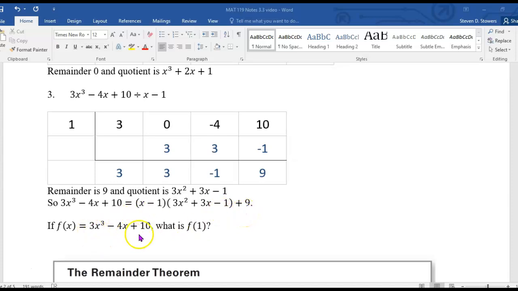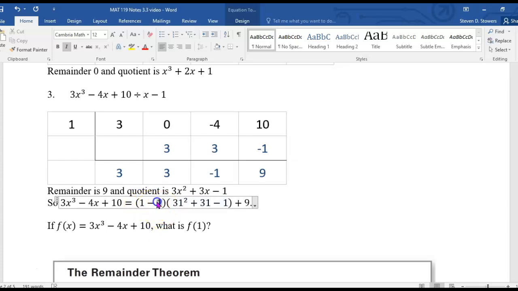Now question, if that's our function, what do we get if we evaluate that function when x is 1? We plug in 1, like we're doing 3 times 1 cubed minus 4 times 1 plus 10. You can go ahead and work that out if you want, but here's an easier way. Remember, it's x minus 1 times 3x squared plus 3x minus 1 plus 9. If we plug 1 in for x, we're doing 1 minus 1 times 3 times 1 squared plus 3 times 1 minus 1, plus 9.